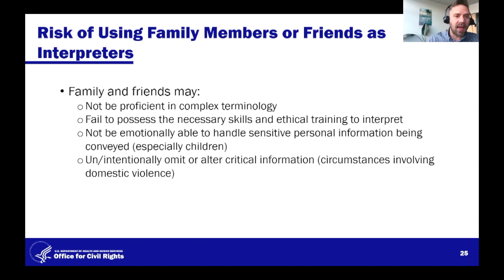Friends and family may not be proficient in complex terminology, may fail to possess the necessary skills and ethical training to interpret, may not be emotionally able to handle sensitive personal information being conveyed, especially in the case of children, or may unintentionally or intentionally omit or alter critical information, especially in circumstances involving domestic violence. So these are all things to be aware of when using family members or friends as interpreters.